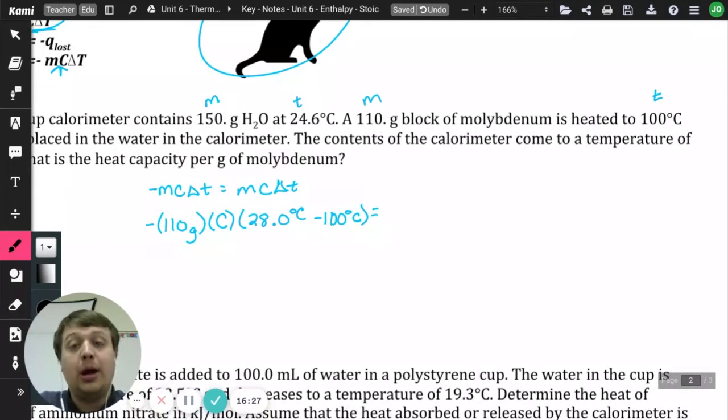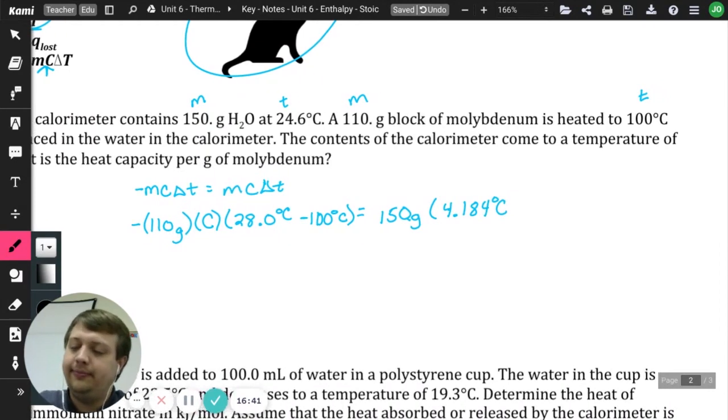Equals my water. So 150 was the mass times the specific heat of water, 4.184 joules per gram degree Celsius. I'm struggling here a little bit, I guess. And then I do my final temperature, which was 28 degrees Celsius, minus the initial temperature, which was 24.6.